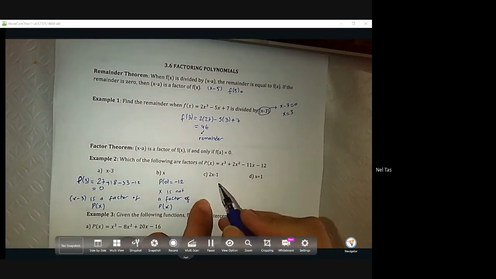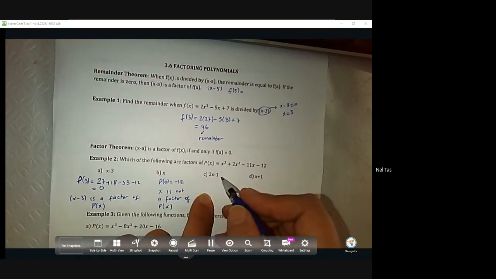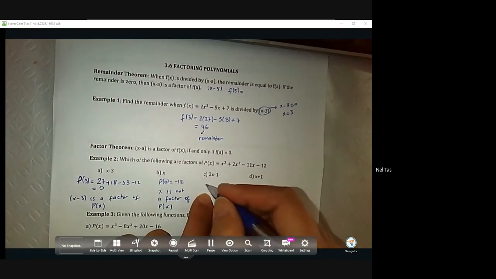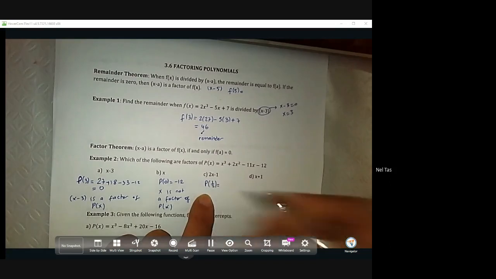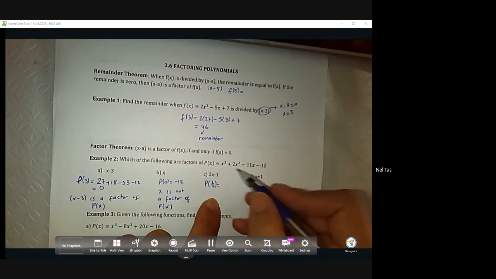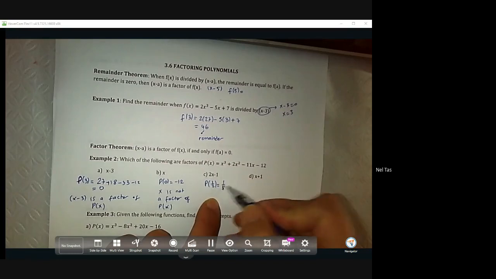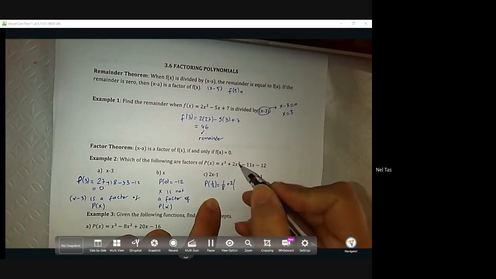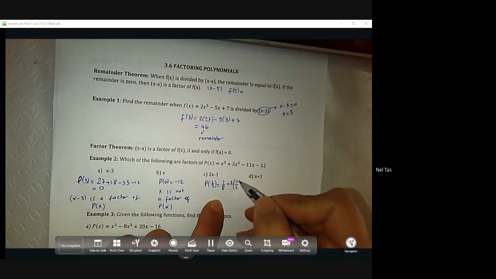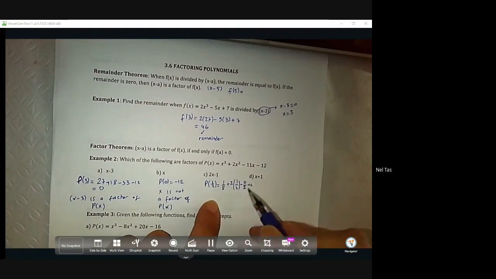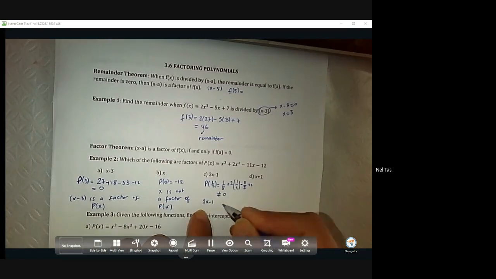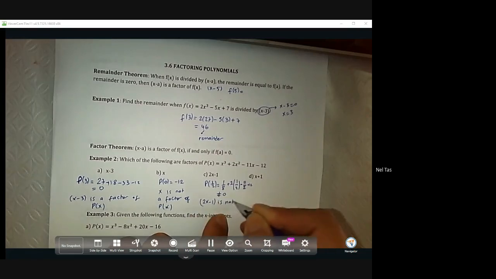Okay. Next one is 2x minus 1. So again, if you make this equal to 0, solve for x, you get 1 over 2. So you substitute 1 over 2 in the function. So you get 1 over 2 cubed is 1 over 8, plus 2 times 1 over 2 squared is 1 over 4, minus 11 over 2, minus 12. So even without calculating, you can see that this is not equal to 0. Okay. Therefore, 2x minus 1 is not a factor of p of x.